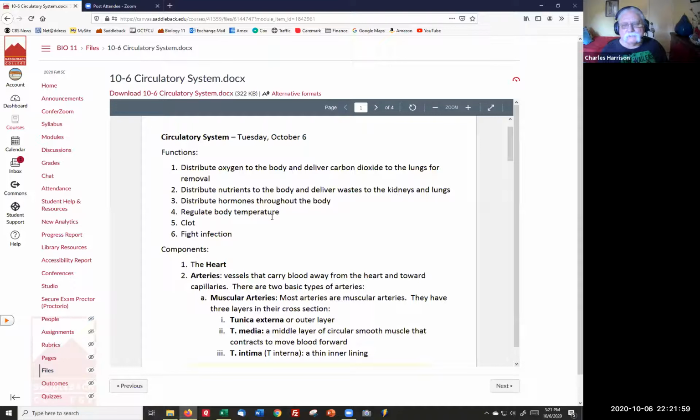Regulation of body temperature. If it's cold out, your vessels in the skin retract. In other words, the ones that are farthest away from the surface become more prominent. The ones that are close to the surface that would lose heat get very little supply. Clotting and the fighting of infection.